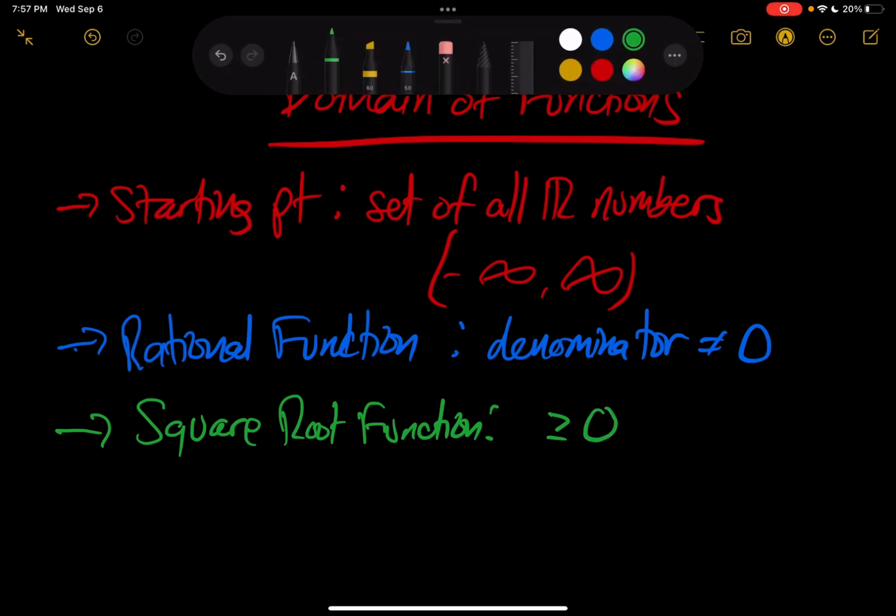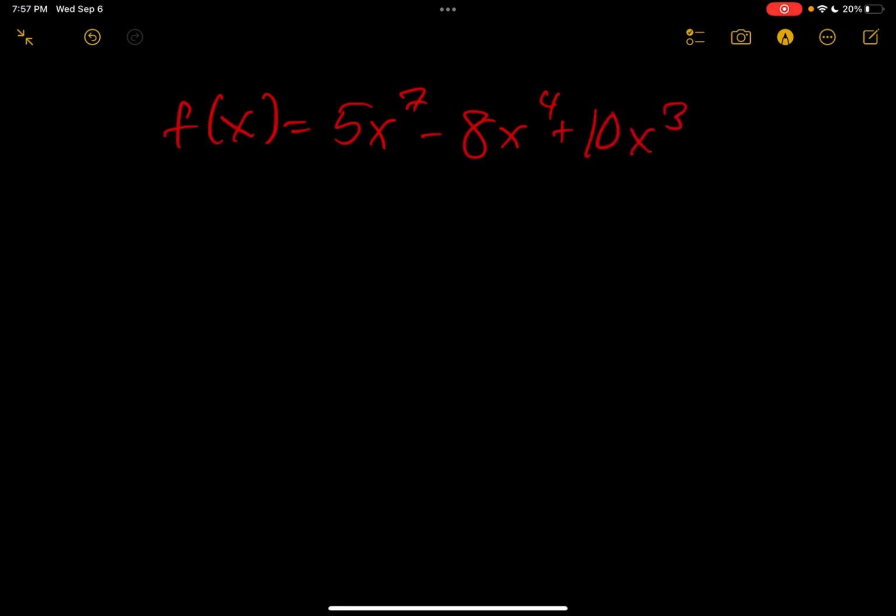All right. So 3 quick examples. First one, let's say I have a function looking like this. F of x is equal to 5x to the 7th minus 8x to the 4th plus 10x cubed minus 7x plus 1. Seems daunting, right? I know. So what do we always start with? Oh yes, the set of all real numbers. So I'm going to start with all real numbers.